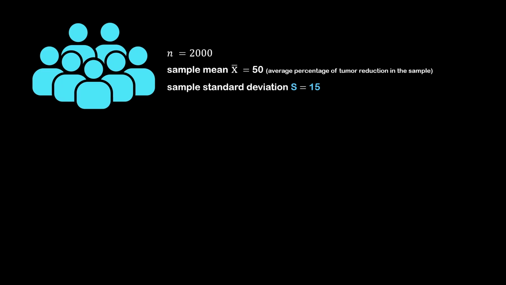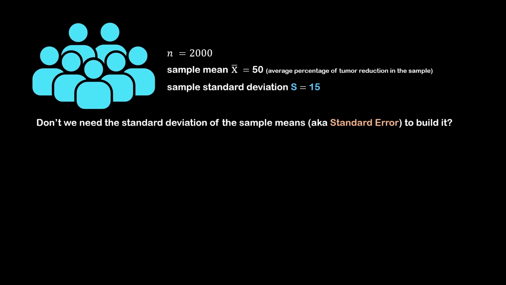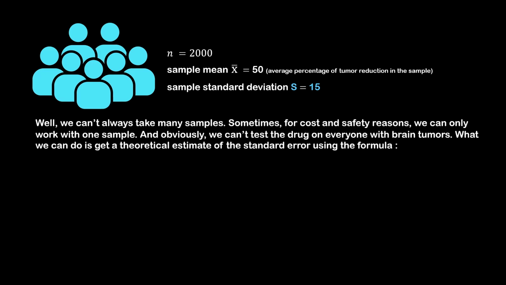Now you may ask, how do we build the probability distribution of the sample means if there's only one sample and therefore one sample mean? Don't we need the standard deviation of the sample means, aka the standard error, to define this distribution? How do we compute a standard deviation of sample means if there's only one sample mean? Well, we can't. We can't always take many samples. Sometimes for cost and safety reasons, we can only work with one sample. And obviously, we can't test the drug on everyone with brain tumors.